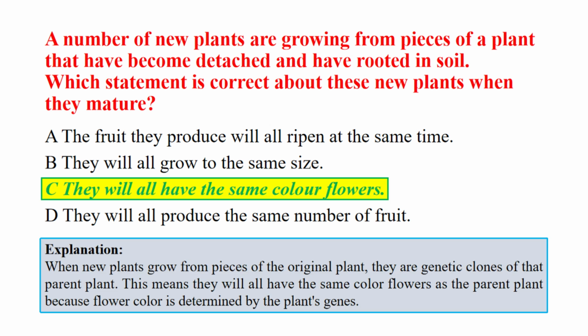Why is this the case? When plants are grown from cuttings or other parts of the parent plant, they are genetic clones. This means they have the same genetic information as the original plant. Because flower color is determined by specific genes, all the new plants will produce flowers of the same color as the parent plant. In contrast, factors like fruit ripening times, plant size, and the number of fruits can be influenced by environmental conditions and other variables, even among genetically identical plants. So, that's why the new plants will have identical flower colors.